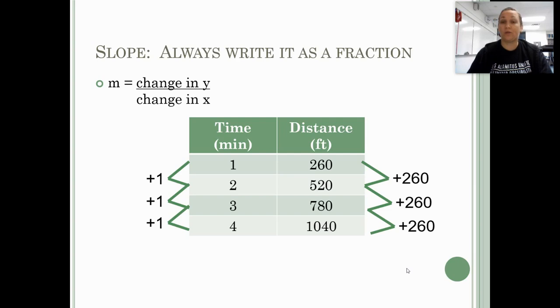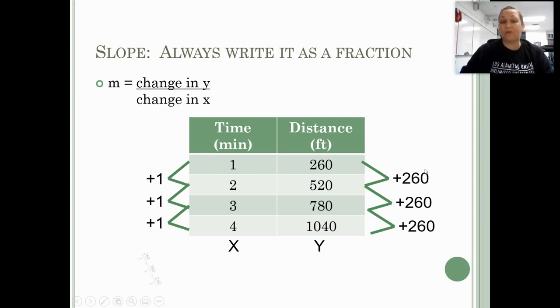I do want to make sure that I'm writing the slope in the correct way. So again, if we look up here at our fraction, it's the change in the y on top and the change in the x on the bottom. And just like our ordered pairs, the first number is x and the second number is y. So when I'm setting up my slope with my fraction, I'm going to take my second number, my 260, and put it on top of my first number, 1.